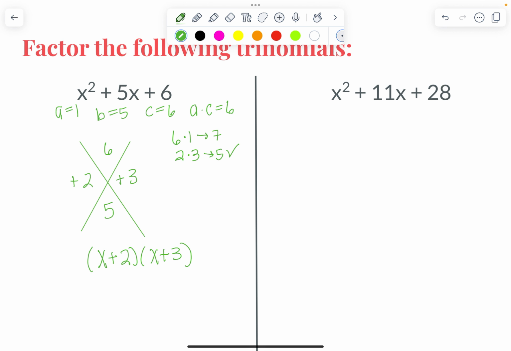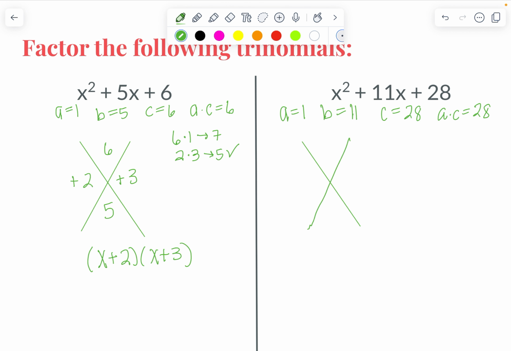X squared plus 11x plus 28. Again, A is 1, B is 11, C is 28. So A times C is 28. So I need two numbers that are going to multiply to give me 28 and add to give me 11. Since everything's positive, I know my two sides are going to be positive.